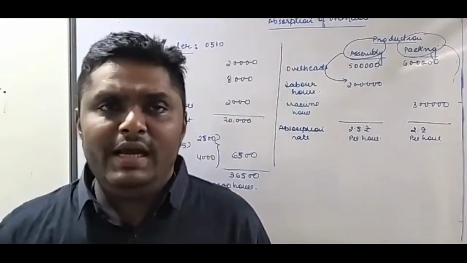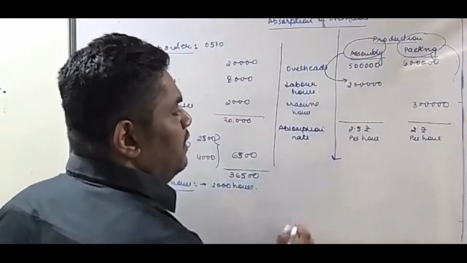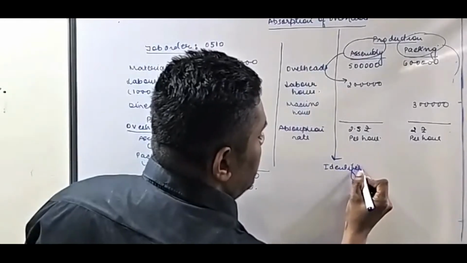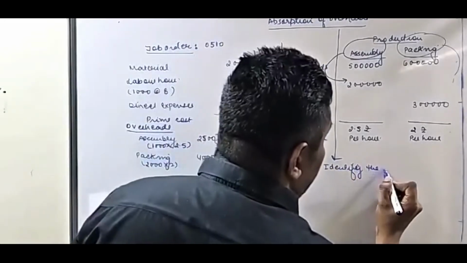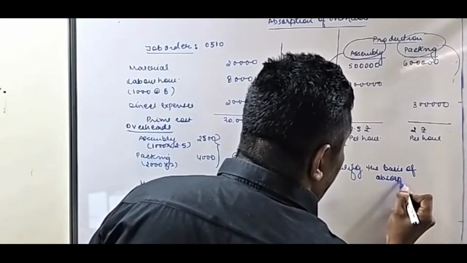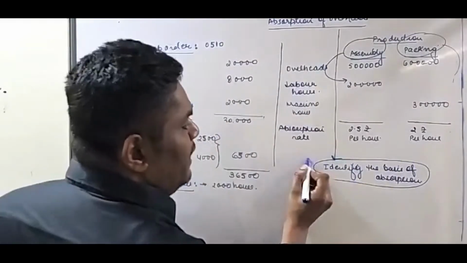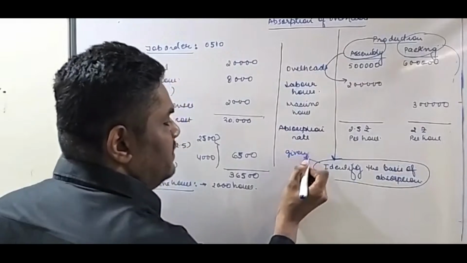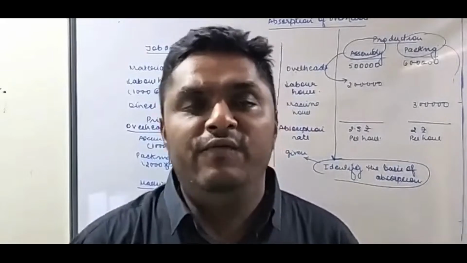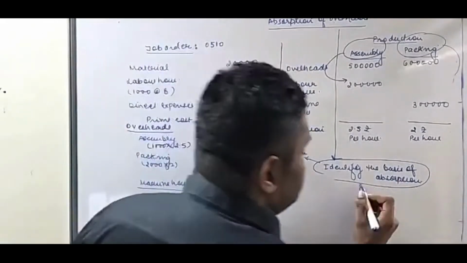So this is just a single concept. It's a very simple concept when talking about absorption of overheads. The first step is what? Identify the basis of absorption. On what basis will overheads be absorbed? This information will always be given in the question. So first of all, you have to identify the basis of absorption.